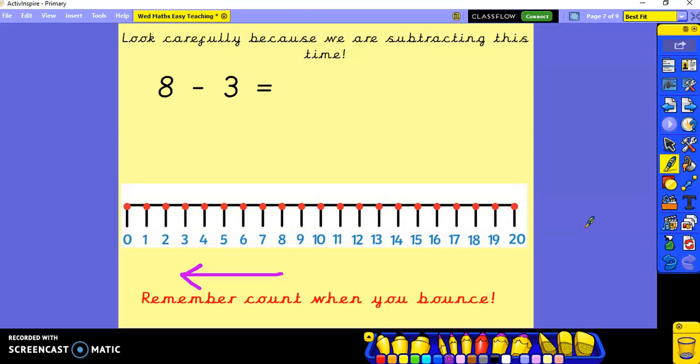Right, it's my turn to work out the answer now, so you can see if you got the answer right. So I'm going to start on the number 8 and I'm going to jump backwards 3 spaces. I'm taking away 3. Are we ready? Bouncing 1, 2, 3. And the answer is the number 5. So well done if you worked out the answer to 8 take away 3 and you got it right.